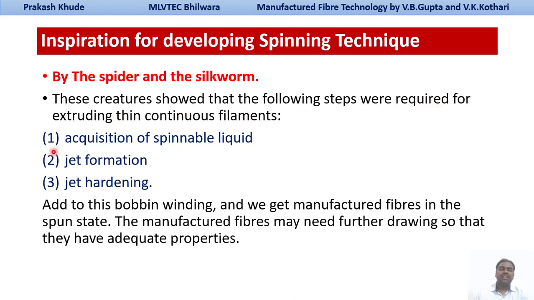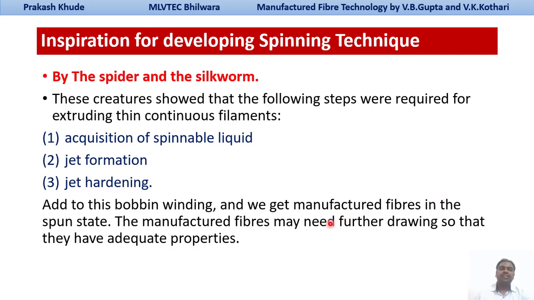filament. The first step is the acquisition of the spinnable liquid, like we do in the dough formation in the case of wet spinning and dry spinning, and this can also be used in the case of melt spinning. The same acquisition of spinnable liquid we need to do. The second is jet formation, that is extrusion of the polymeric fluid, and the third is jet hardening. So these three steps get their inspiration from the spider and silkworm. Adding to this, the bobbin winding, and finally we get the manufactured fiber in the spun state.